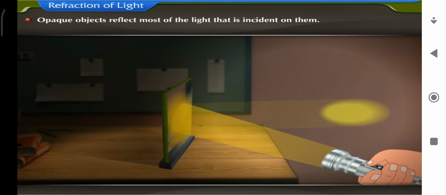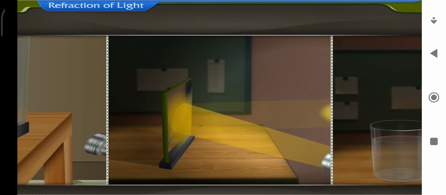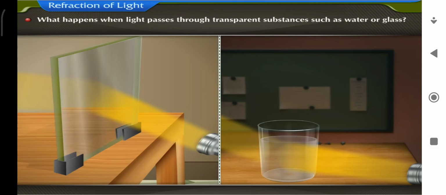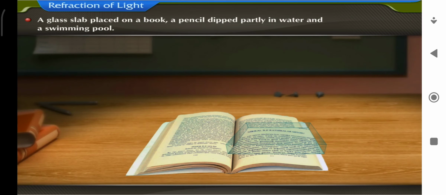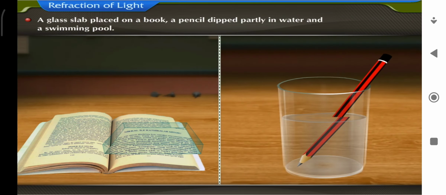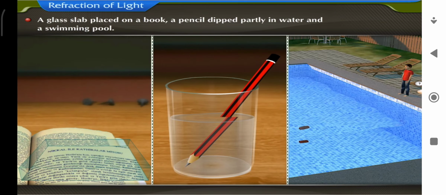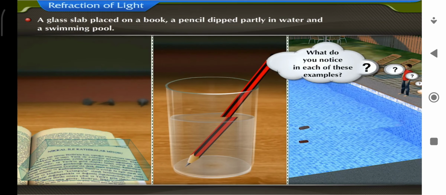Opaque objects reflect most of the light that is incident on them. But what happens when light passes through transparent substances such as water or glass? In our day-to-day life, we come across many such optical phenomena. For example, a glass slab placed on a book, a pencil dipped partly in water, and a swimming pool. What do you notice in each of these examples?